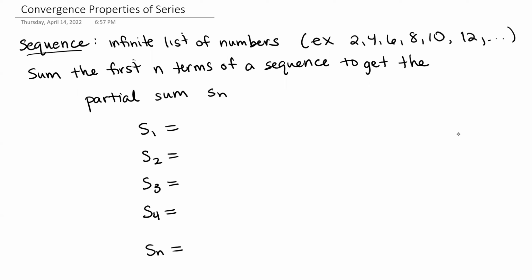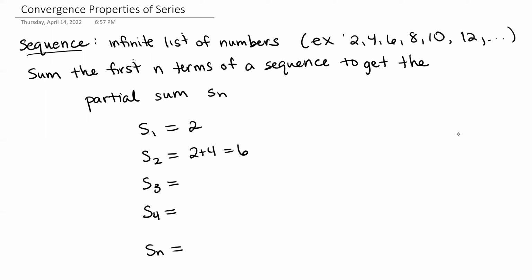Now, if we take the first n terms of a sequence and add them up, we can get what's called a partial sum, Sn. So let's just do a few partial sums using this example here. S1, we find by adding up the first one term of the sequence. So S1 is equal to, we'll just add 2. And so we'll get 2. S2 is found by adding the first 2 terms of the sequence. So we've got 2 plus 4, or in other words, 6.